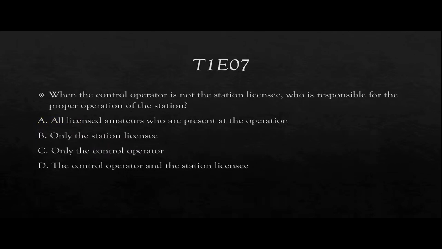Number 7. When the control operator is not the station licensee, who is responsible for the proper operation of the station? A. All licensed amateurs who are present at the operation. B. Only the station licensee. C. Only the control operator. Or D. The control operator and the station licensee.